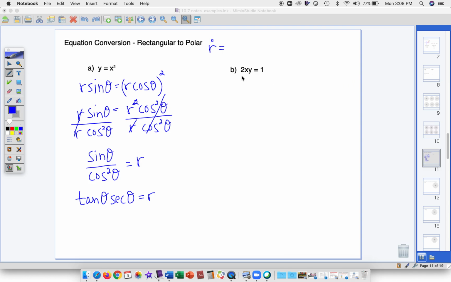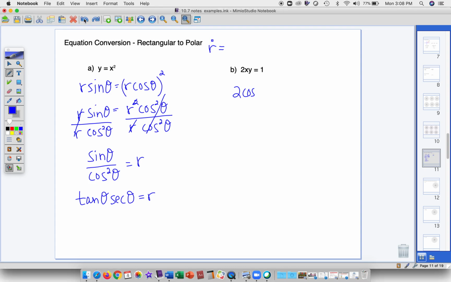Okay, letter B, we have 2xy is equal to 1. So again, our goal is to get rid of the x and the y. So I'm going to replace x with cosine theta and y with, oops, I forgot the r. Hang on a second, back up. r cosine theta. And replace the y with r sine theta.